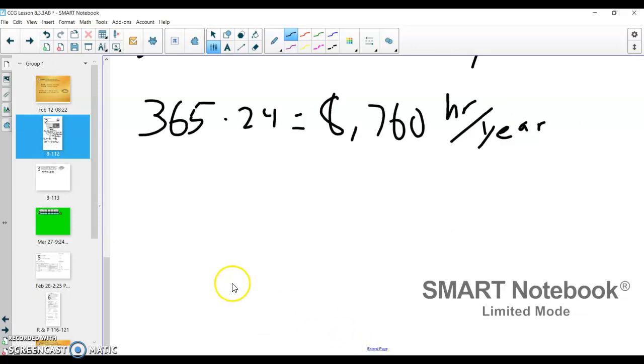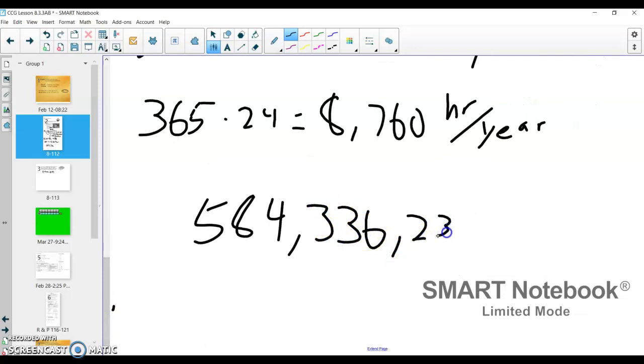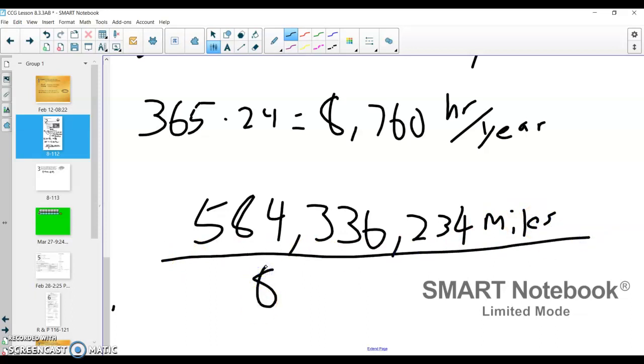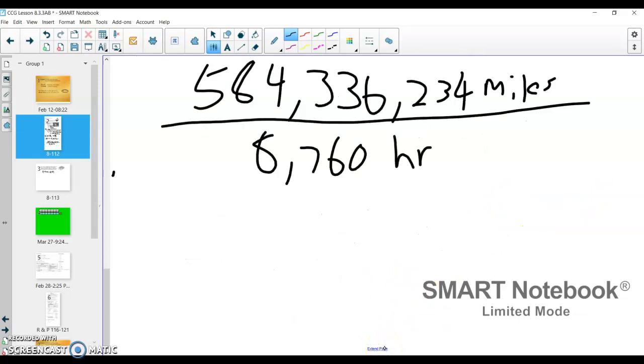All right, and so I take my answer from A, which I got to go back up and see again. 584,336,234. Those are my miles that it's traveled. I want to divide that by the hours, 8,760. And if I do that division, I should be left with miles per hour. And that gives me, on my calculator here, that the Earth is traveling 66,705. Let's just round it there.